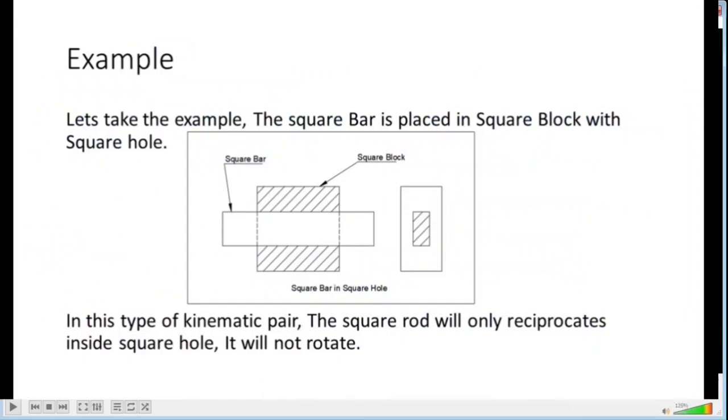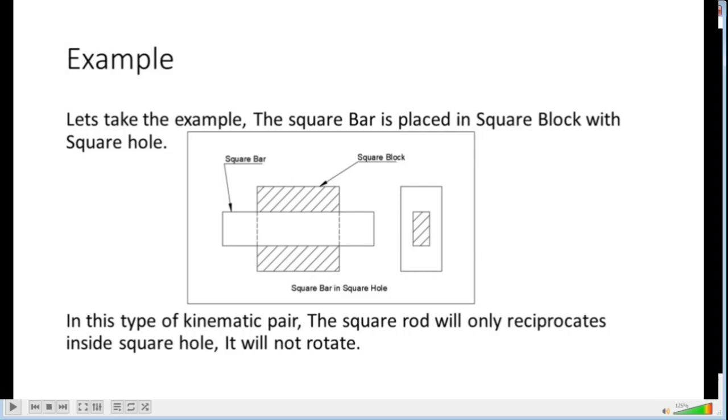So you can see that there is a square bar which is placed inside the square hole of a square block, right? So this rod will have only reciprocating motion inside the square hole, irrespective of the direction of the force applied. In whatever direction we try to apply the force, it can have motion only in the to and fro direction, or only the reciprocating motion. It cannot have the rotary motion, right?